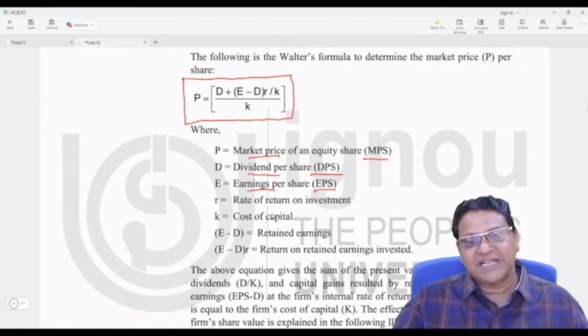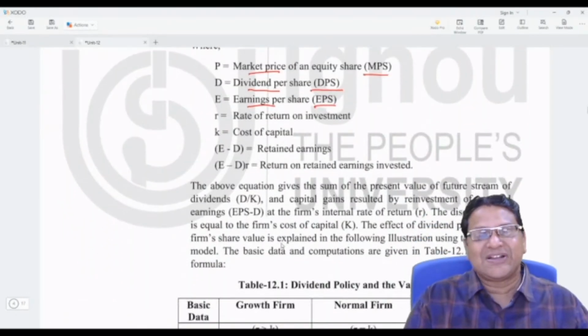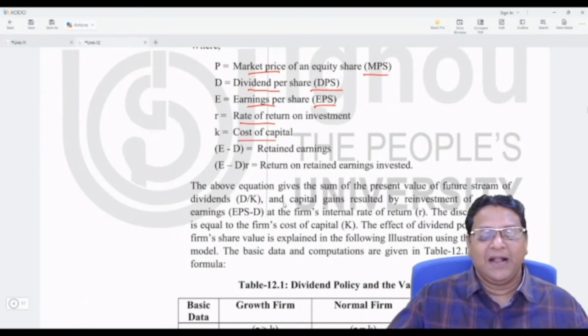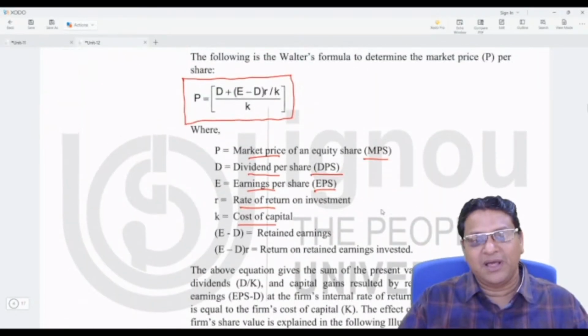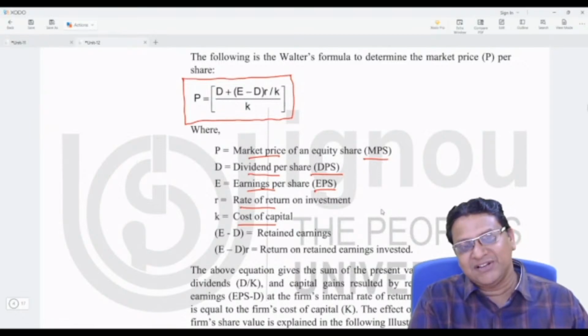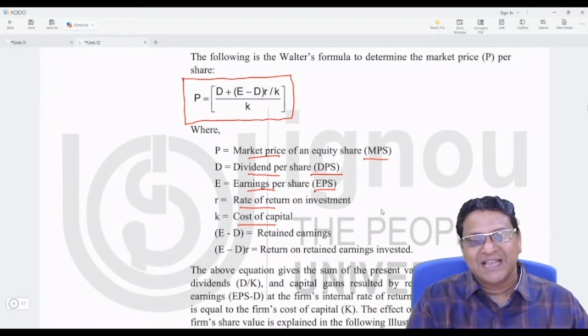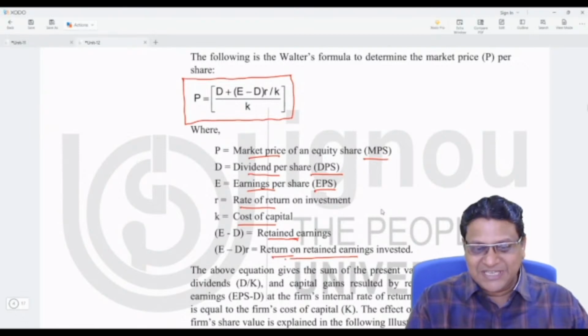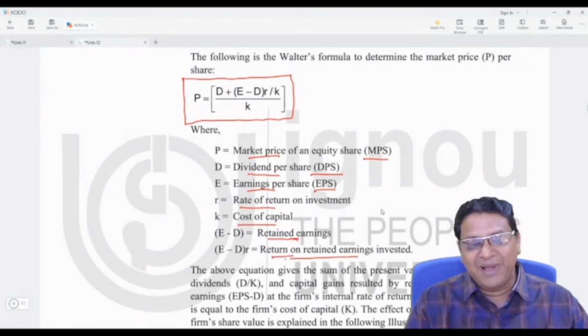Next one, what is R? R is equal to internal rate of return. And what is K? K is equal to cost of capital. And what is E minus D? In the formula, what is E minus D? E means earning, D means dividend. Earning minus dividend. Suppose your earning is 100, you pay dividend 70. 30 is your E minus D, that is the retained earning. And what is E minus D into R? That is the return generated on retained earning.